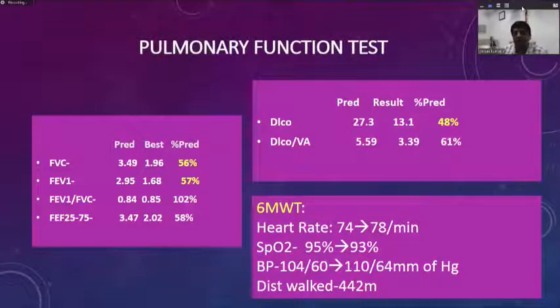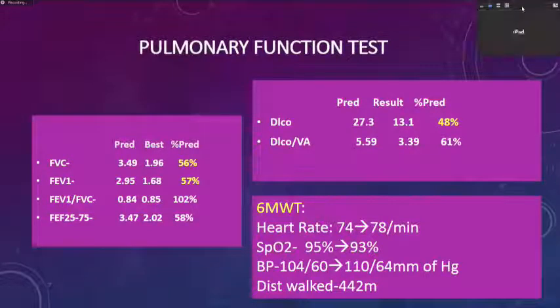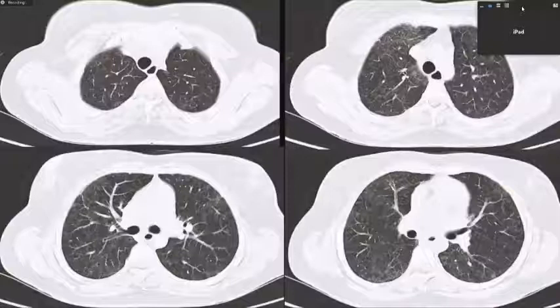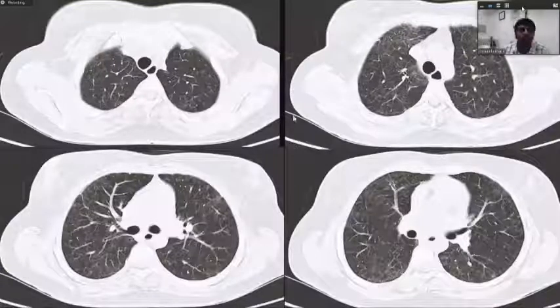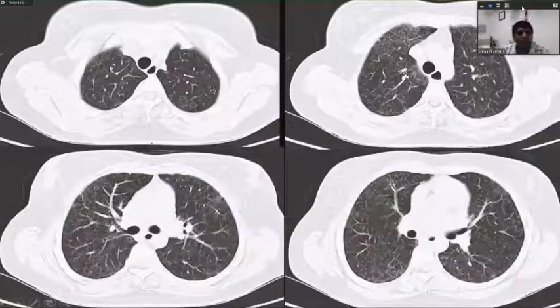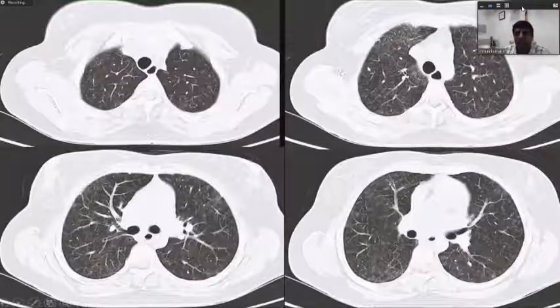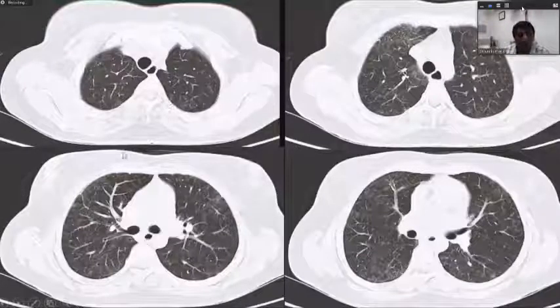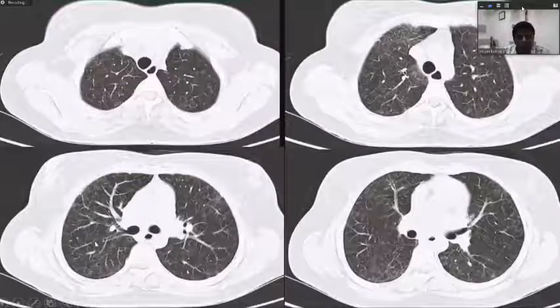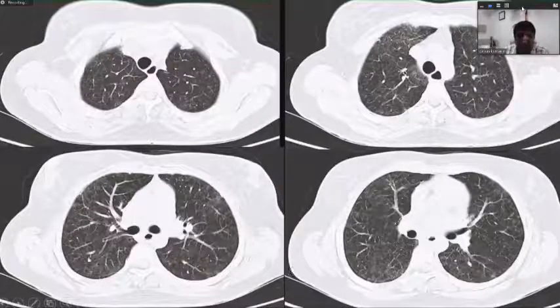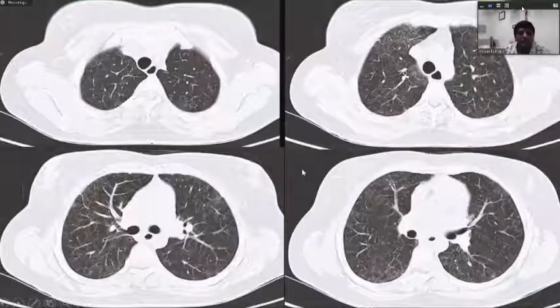When it comes to the 6-minute walk, she is much more preserved, with a stable heart rate. Saturation was 95% and dropped only to 93%, and she was able to walk nearly 442 meters in 6 minutes. Subsequently, we did a CT scan of this patient. You can see the upper lobes show predominantly ground glass opacities with subtle subpleural sparing in this CT scan.